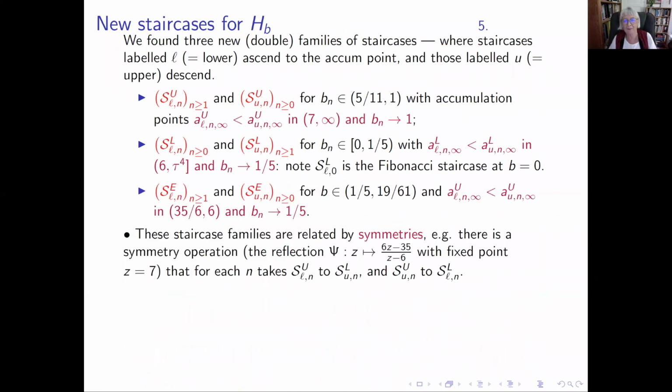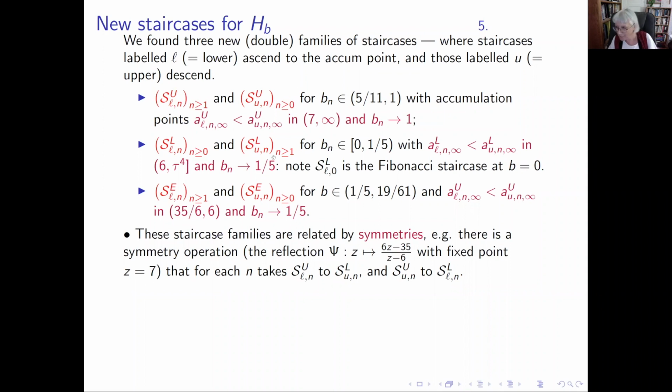And then we find these staircases, and they're related by symmetries, which I will try and explain later. They're what we can see of the Brahmagupta moves. And so the symmetries are acting very nicely on the z coordinates. So they act by these fractional linear transformations, like this one. Psi is a reflection, so its order is 2. It fixes the point 7, and it actually takes the U staircases to the L staircases. So that's a symmetry operation.